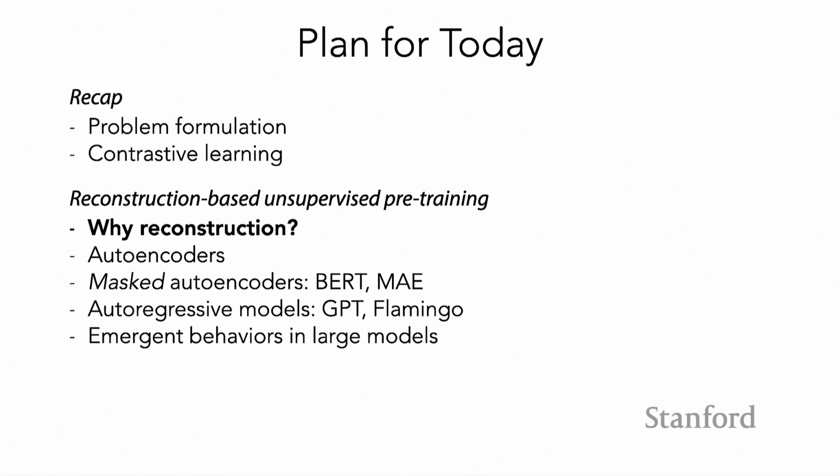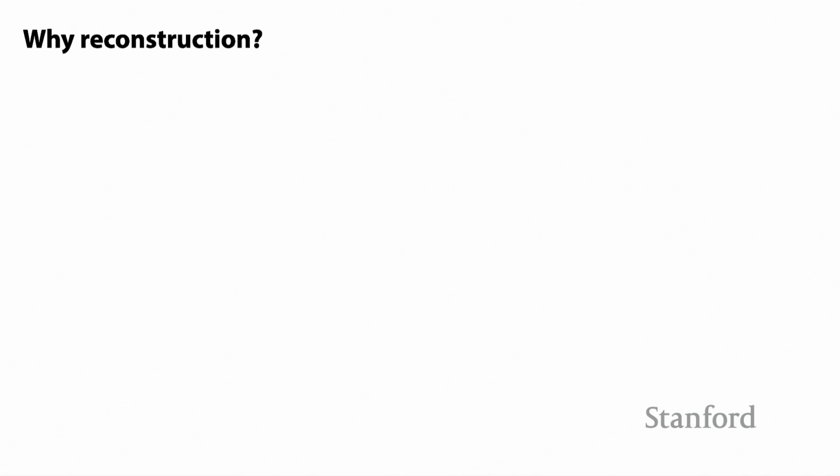Okay, so now let's talk about some reconstruction-based unsupervised objectives. So again, the main difference between these methods and the contrastive methods is that we're not comparing and contrasting multiple examples. We're doing this one example at a time, which makes things a little easier.